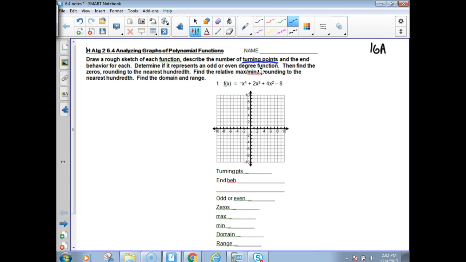Determine if it represents an odd or even degree function, and then find the zeros. The zeros will be, of course, the x-intercepts, and we will round to the nearest hundredth. That's 2 decimal places. Find the relative max and mins, and I'm rounding to the nearest hundredth. Find the domain and the range.